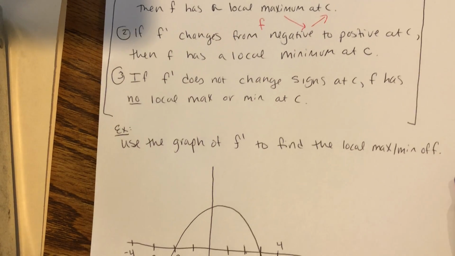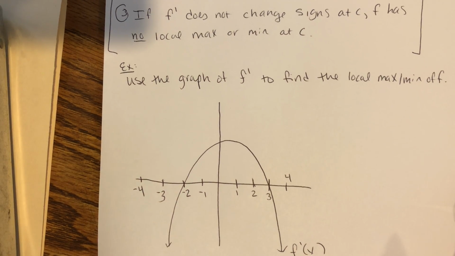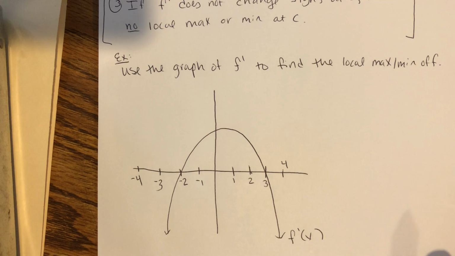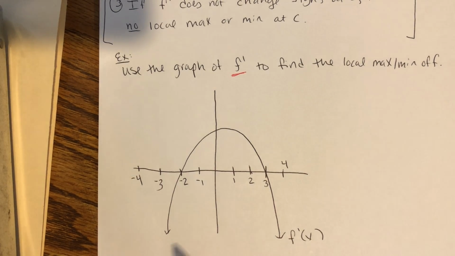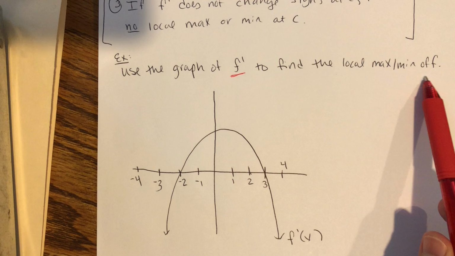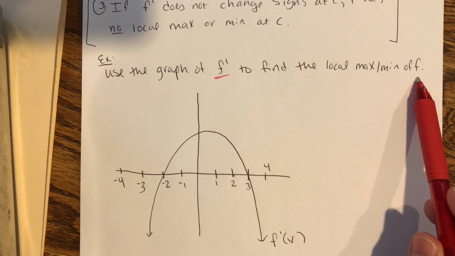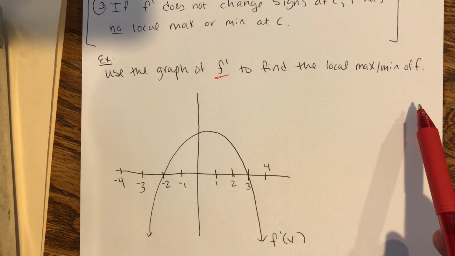So let's use the first derivative test to analyze a function f given the graph of f prime. So what we have here is the graph of the derivative of a function f. We're going to use that to find the local max and mins of our original function f, even though we don't know what f looks like.